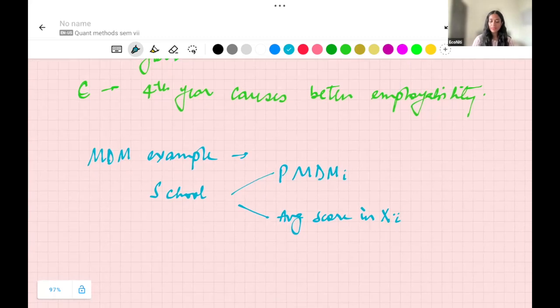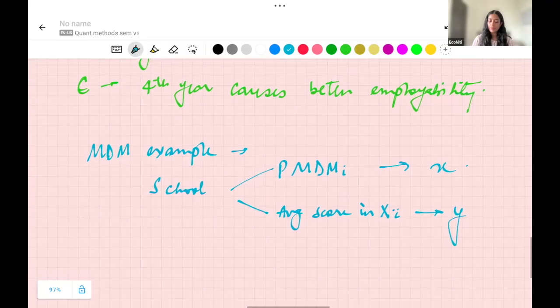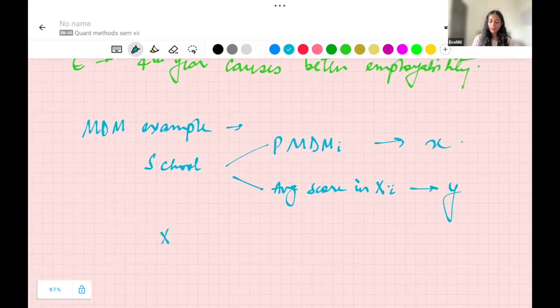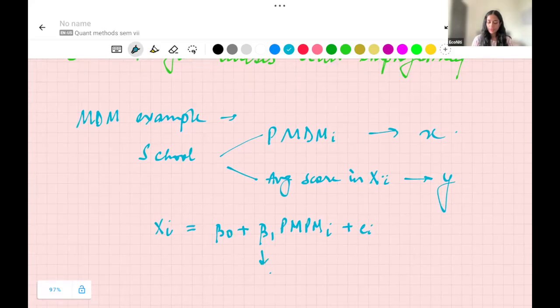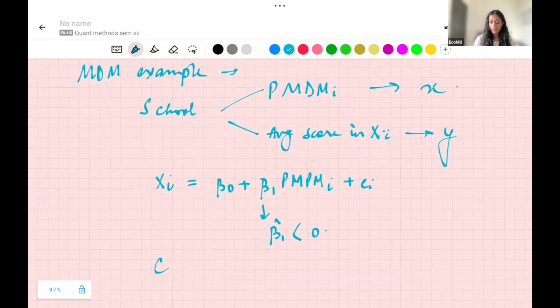And what you observe is that, so this is your y variable and this is your x variable, and when you regress the class 10 score on this variable, proportion of MDM in school i, you find that your beta 1 hat is less than 0.